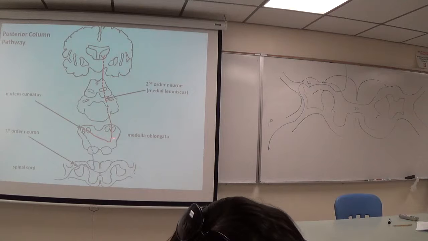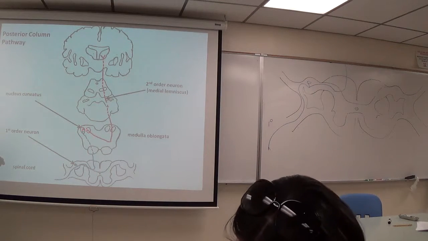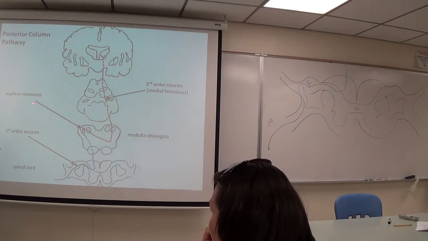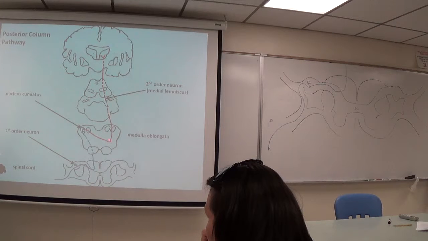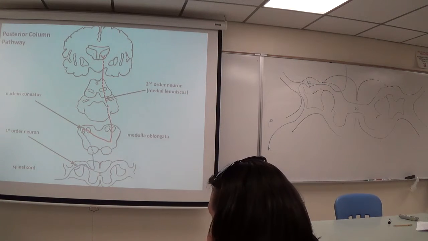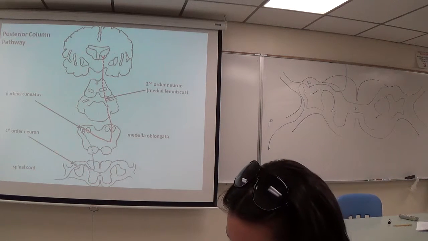It's going to cross over in the medulla, because remember our second order neurons cross over. So it didn't cross over in the spinal cord because that's not where it started, but here's the second order neuron, and all those coming from the upper limb form the nucleus cuneatus, cross over, and that's what the medial lemniscus is. This is sometimes known as the medial lemniscal pathway instead of the posterior column pathway.